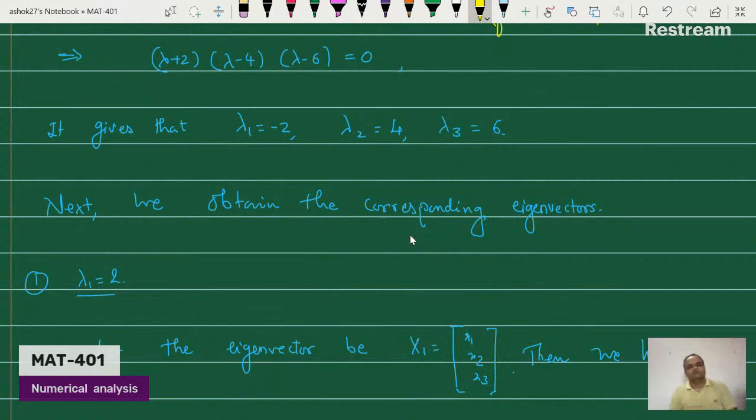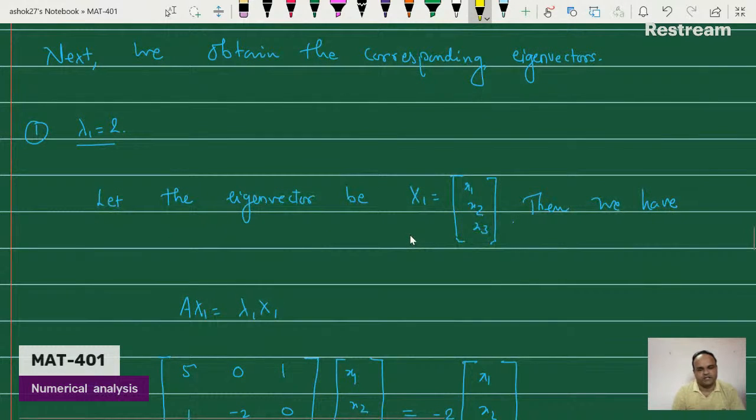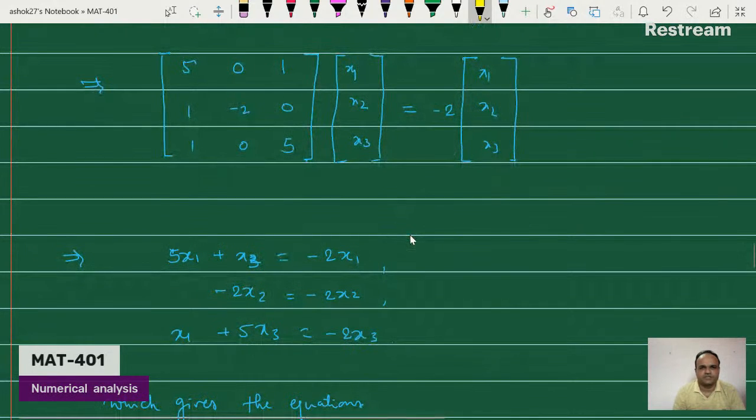For eigenvalue lambda 1 equal to minus 2, let us find the eigenvector x1. Let's suppose the eigenvector for eigenvalue lambda 1 be x1, x2, x3. Then it satisfies the original equation, so naturally we can write A x equal to lambda 1 x. So let us put the values of A and lambda 1 here. After substituting these values, you can multiply these two matrices.